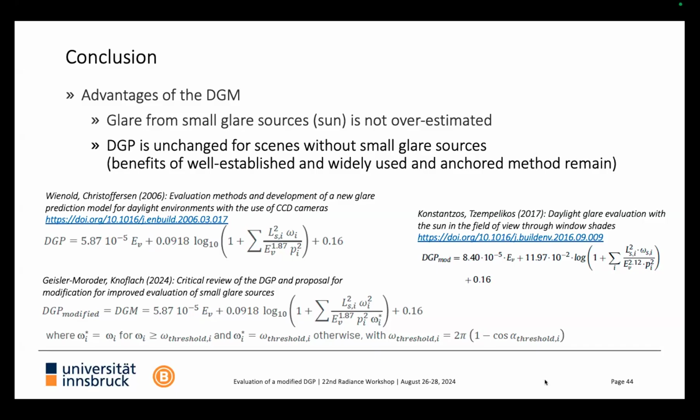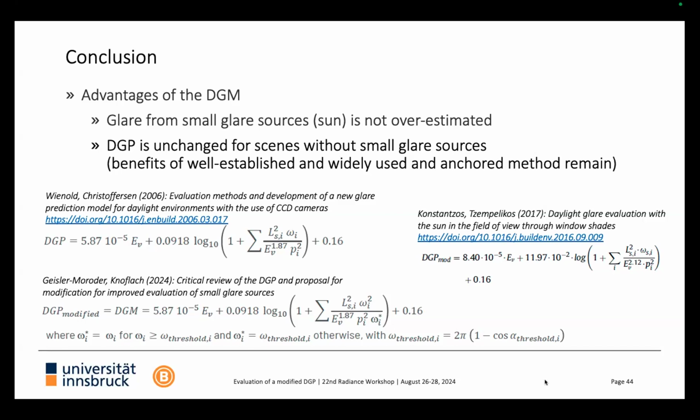So a benefit, maybe, or for sure, is that it doesn't change the existing metric for situations where we don't have small glare sources. This is something, whenever you change something that people rely on, a well-established and known metric, and it's even standardized. It's in EN 17037, the European standard already.